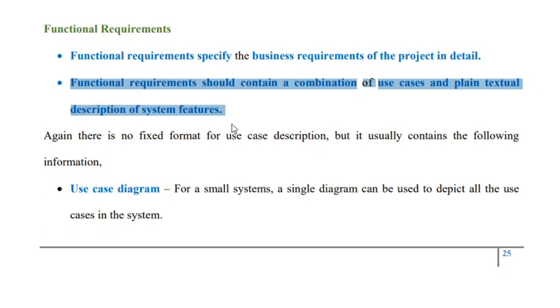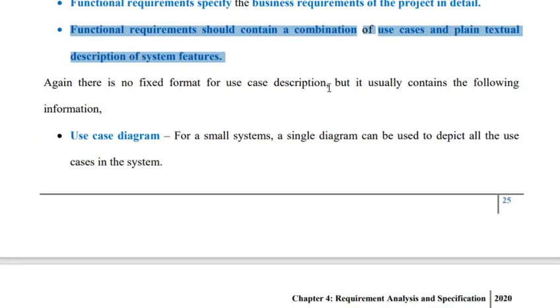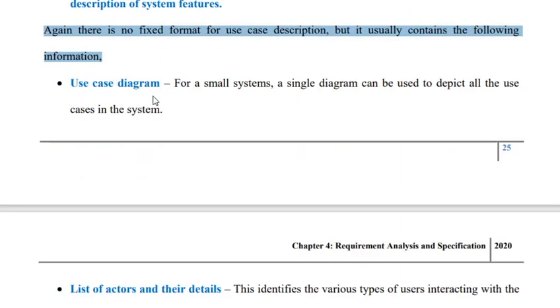Again, there is no fixed format for use case description, but it usually contains the following information, right? So use case is one mechanism for expressing the functional requirements. There are various components of use cases that we're going to elaborate on, and we'll be discussing in detail in one of the chapters as well, in software engineering. So you need not worry about this. As of now, just understand that use case is one of the mechanisms for representing the requirements that are to be implemented for a particular system.